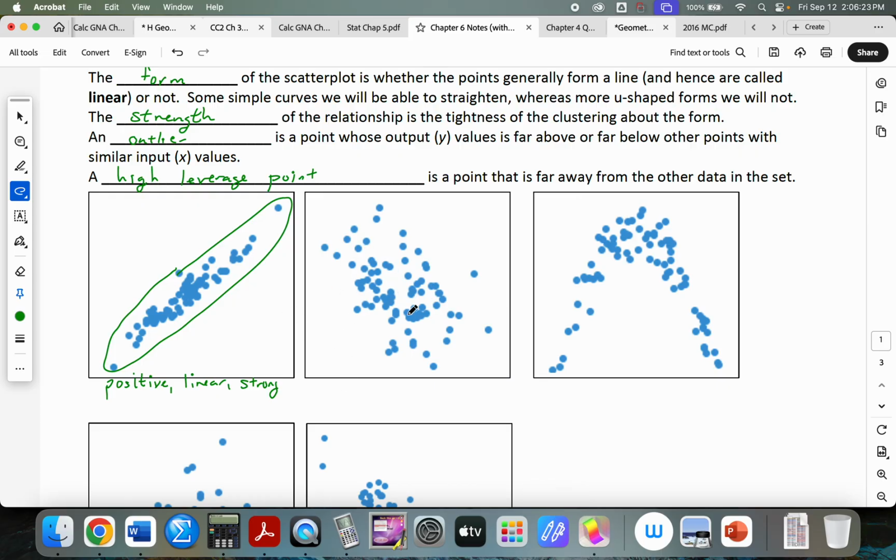All right, what about this one? Positive or negative? Negative.